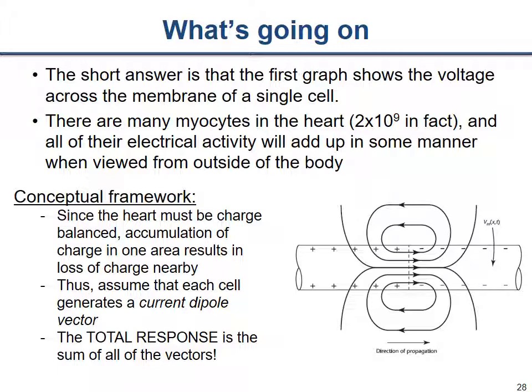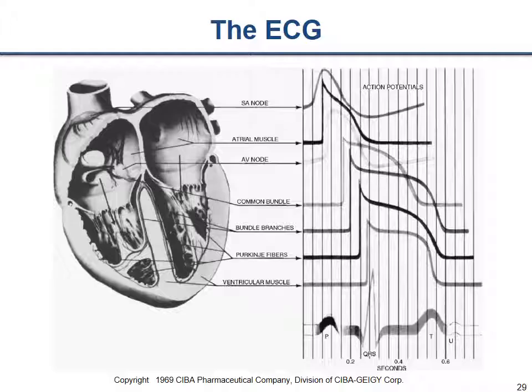Okay, so the heart must be charge balanced. We're not accumulating an excess amount of charge inside the heart, otherwise bad things would happen. So what that means is that each cell we can represent by creating a current dipole vector. And the ECG is the vector summation of all of these current dipole vectors as measured at the outside of the heart. So here's a diagram that effectively shows this.